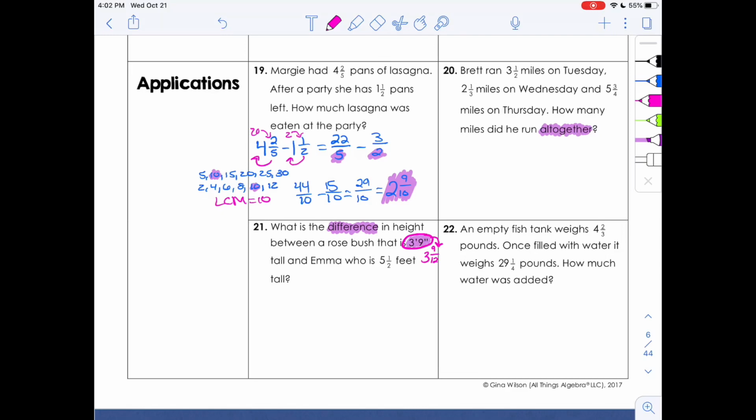Number 22. An empty fish tank weighs 4 2/3 pounds. Once filled with water, it weighs 29 1/4 pounds. How much water was added? So you're trying to find the difference between the weight of the fish tank before and after. So this problem would be a subtraction problem. Go ahead and highlight number 20, 21, and 22.